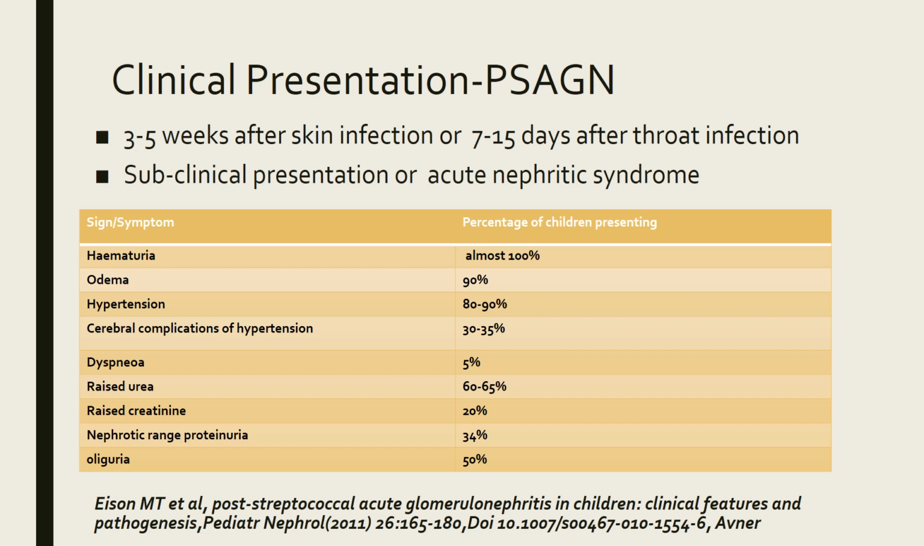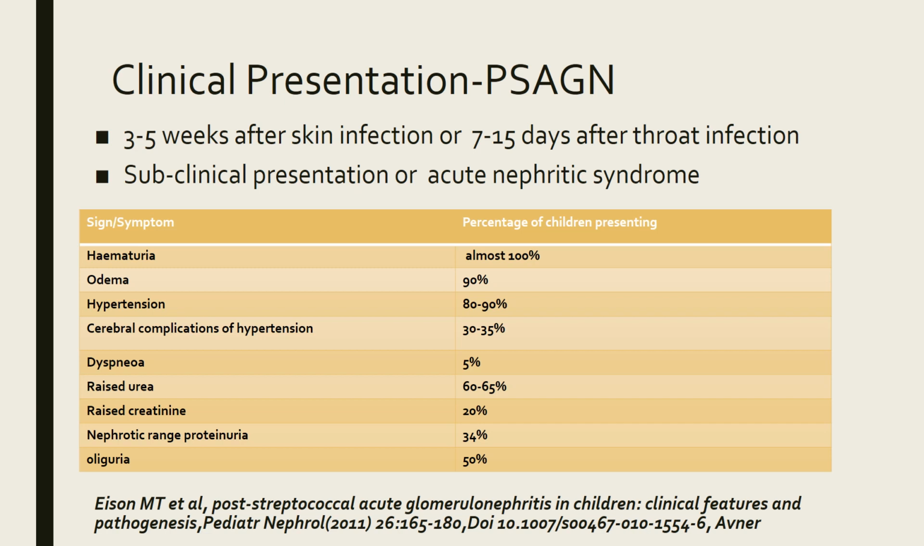So in terms of the clinical presentation, remember that you can get post-strep acute glomerulonephritis either after throat infection or after skin infection. If it's occurring after skin infection, the latency period is between 3 to 5 weeks, whereas if it's post a throat infection, the latency period is shorter, about 2 weeks, so 7 to 14 days.